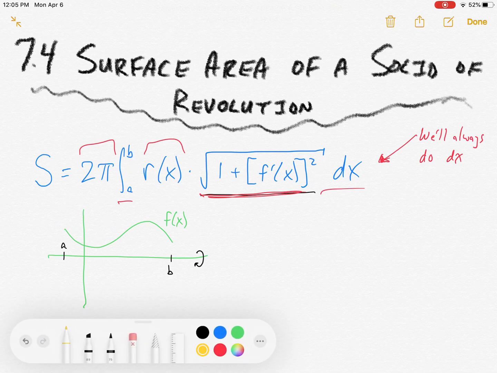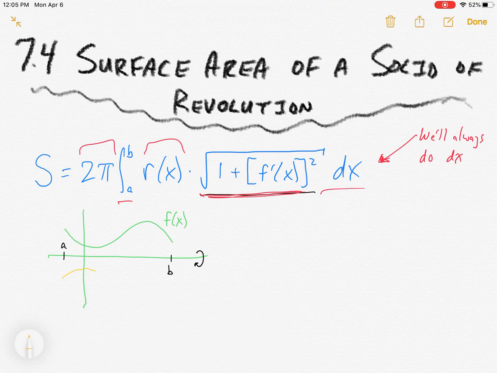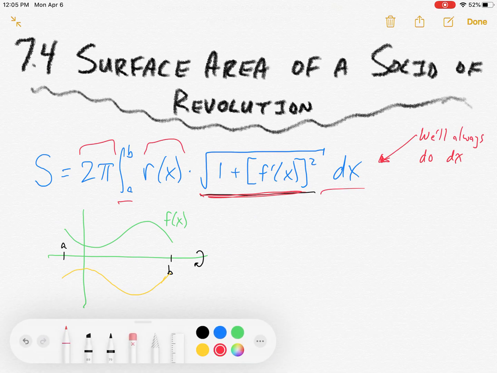So here's my sketch, just a random function that I came up with from a to b. Now if you imagine this being revolved around the x-axis, then it's going to end up looking like something like this. Something like that, right? So this is not a volume, but a surface area. So can you imagine that surface?